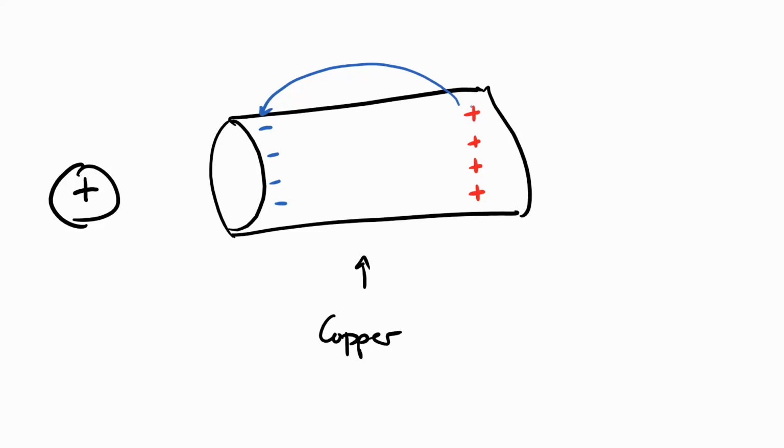This can happen even if I have multiple metal objects, multiple conductors next to each other. The charges are going to move as far as they can. That's what we mean by this global rearrangement of charge.